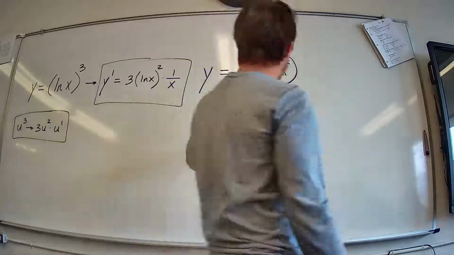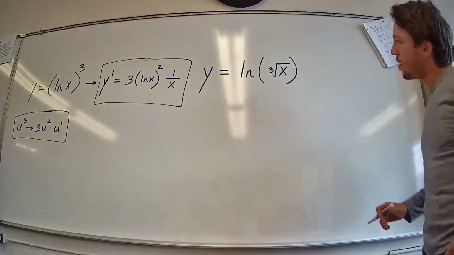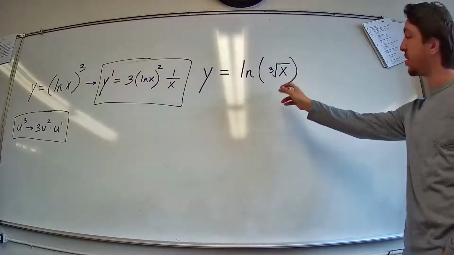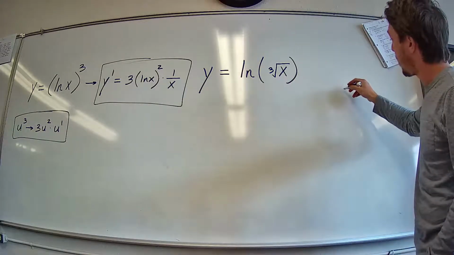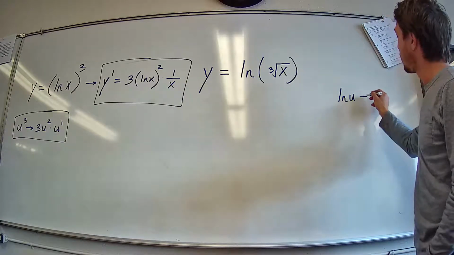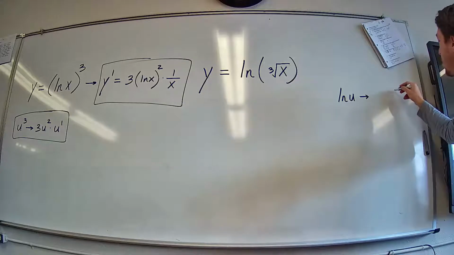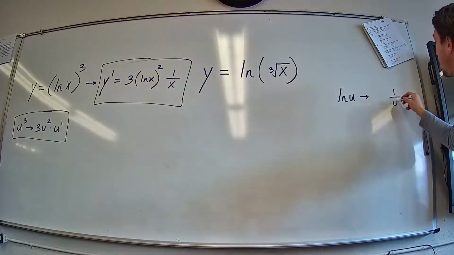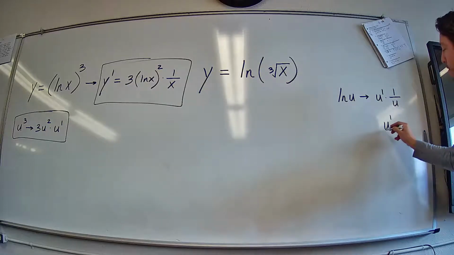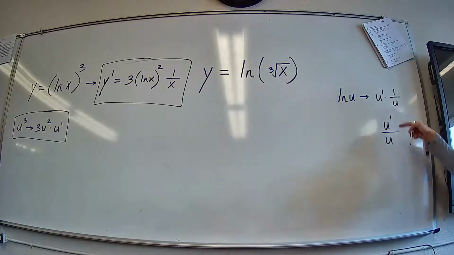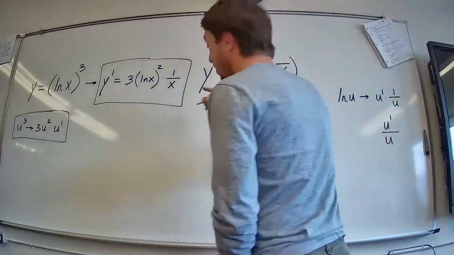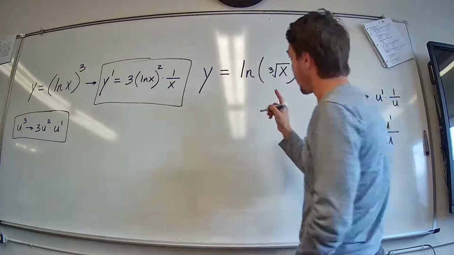Now, compare that to this one. This one's not a u to a power. It is another chain rule, though. This is also the chain rule. It's this type of chain rule. The derivative of log of u would turn into u prime over u, or if you like, u prime over u is a nice way to write that, right? Okay. So, now this one is a very sneaky answer to this one.